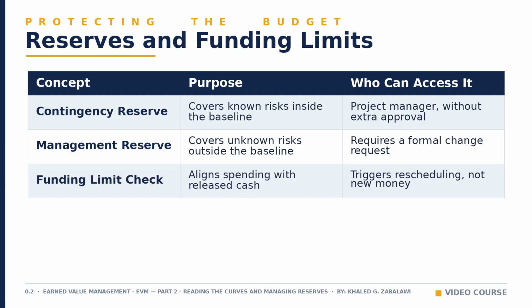Funding limit reconciliation checks whether your planned spending in any given period exceeds the cash your organization actually releases. If it does, the fix is not more money, it is rescheduling work so spending matches the funding calendar.